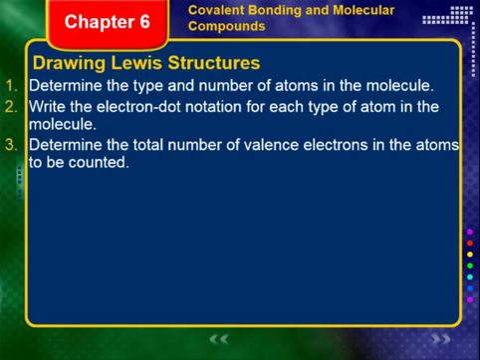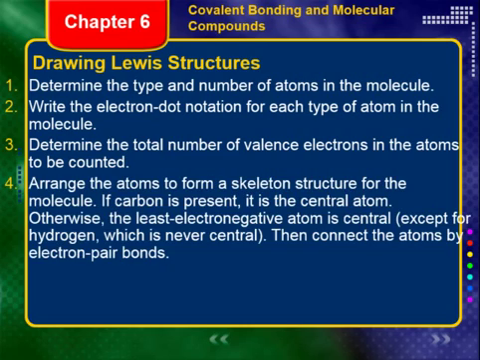3, determine the total number of valence electrons in the atoms to be counted, right? We're going to make sure, look at the main group number that element is in, make sure we're aware of how many valence electrons there should be. 4, arrange the atoms to form a skeleton structure for the molecule. Now, there are some sub-rules here, like, skeleton, how am I supposed to arrange these elements?